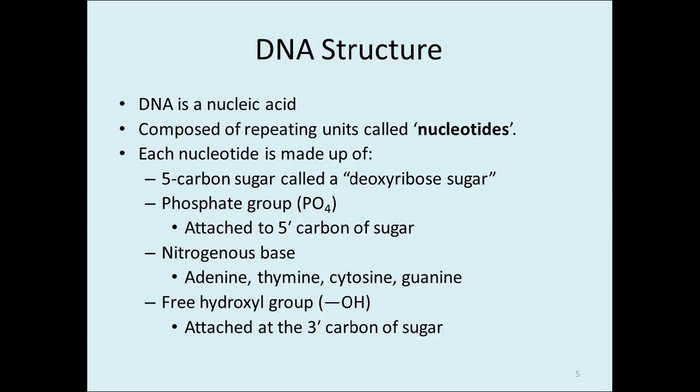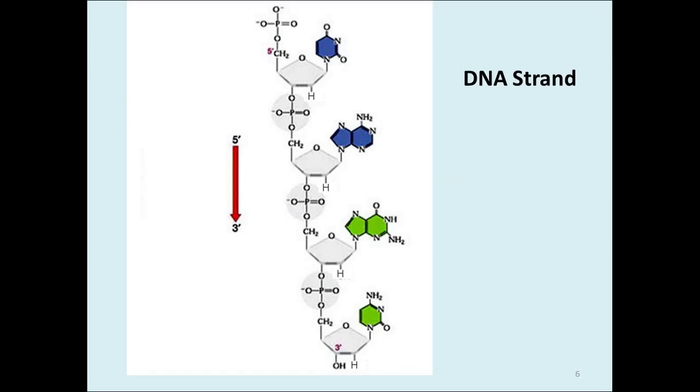Those bases are adenine, thymine, cytosine, and guanine. And then there's a free hydroxyl group, or a hydroxide, OH, that other functional group that I talked about, and it's attached at the 3 prime carbon. And this is just a visual so that you can see all those pieces, parts I just talked about. The backbone of DNA is made up of everything but the nitrogen bases. So that's the sugar, the phosphate, and the hydroxide or hydroxyl group.